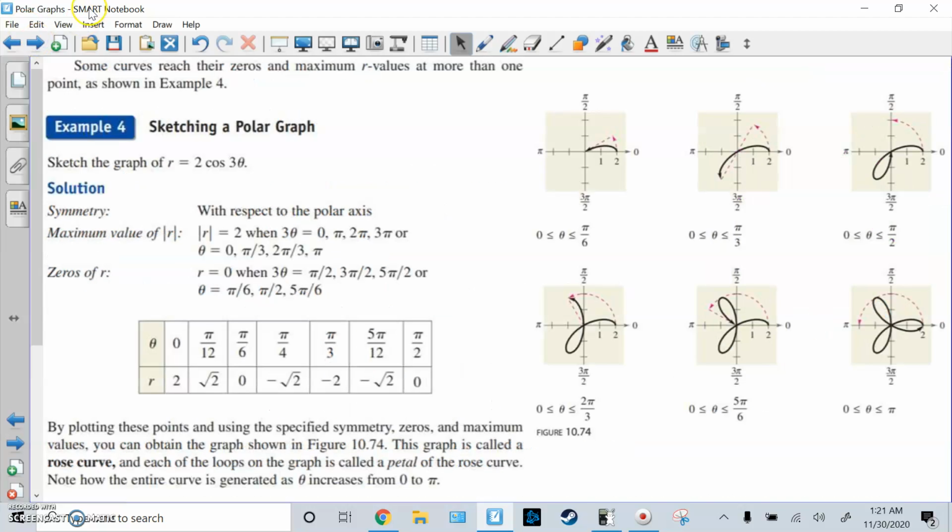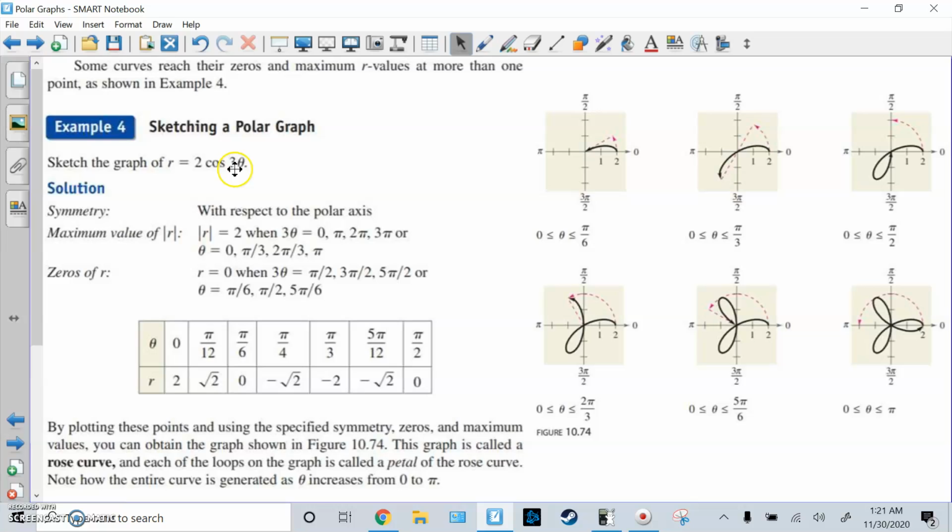Alright, some curves reach their zeros and maximum values more than once. So here's one, r equals 2 cosine of 3 times theta. Alright, so this is a cosine graph. It's symmetric with respect to the polar axis, the x-axis. To find the max, we want r to be 2, because cosine 3 theta is going to be 1, right? So to get 1, we need it to be 0 on the inside, cosine 0. So that would be 0, pi, 2 pi, 3 pi with these angles.